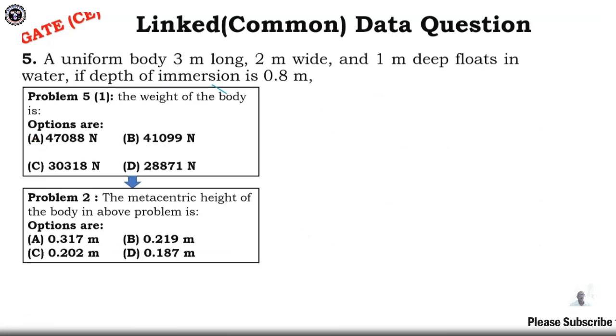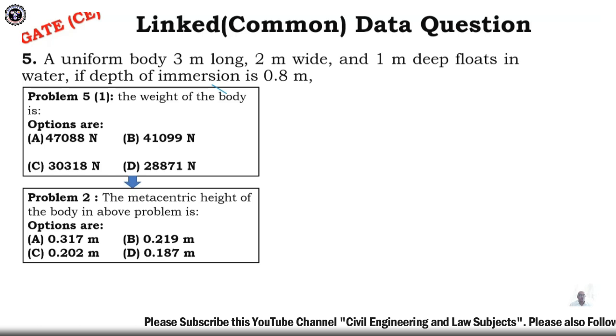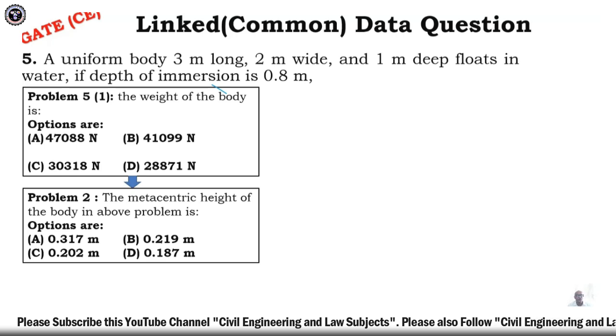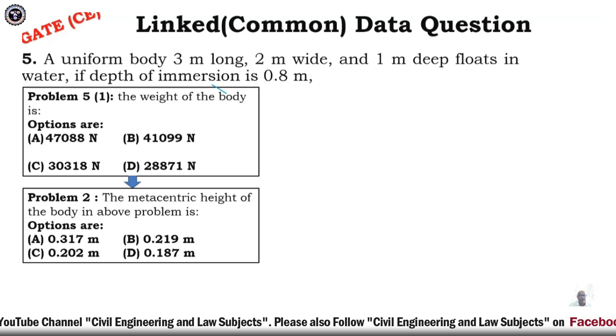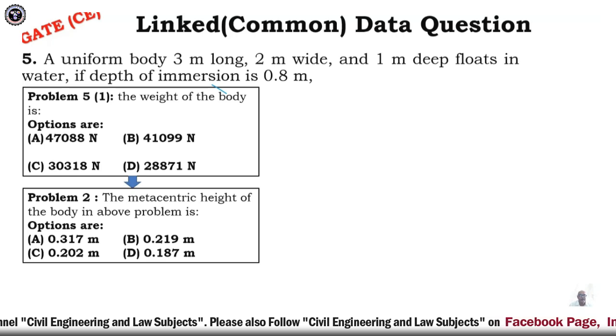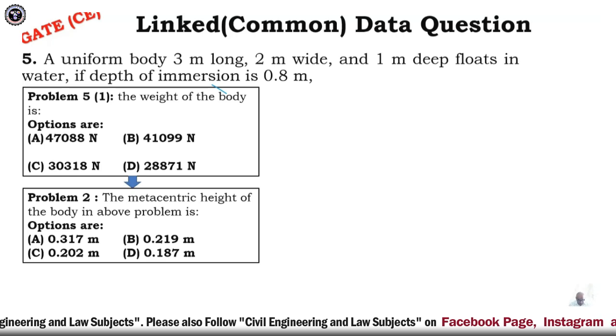Another problem, number 5. A uniform body 3 meter long, 2 meter wide, and 1 meter deep floats in water. If the depth of immersion is 0.8 meter, find the weight of the body. The options are A 47088 Newton, B 41099 Newton, C 30318 Newton, and D 28871 Newton. We have to find the correct option.